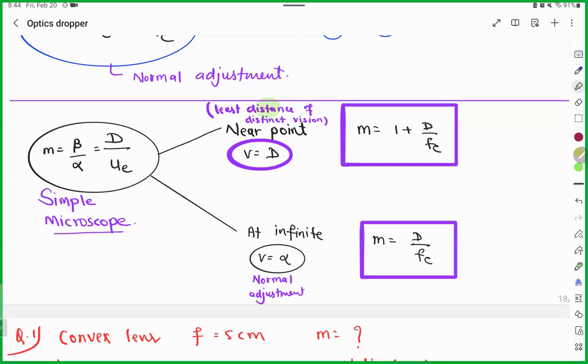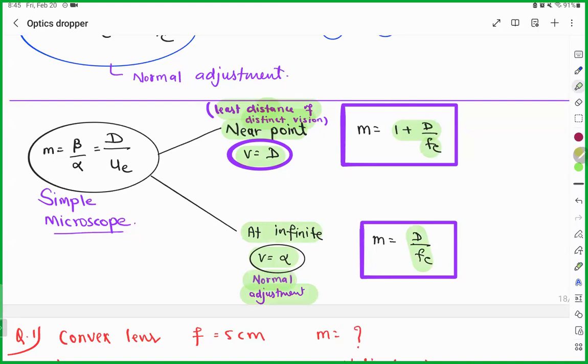Least distance of distinct vision, also known as near point, where the image is formed at D. So you will have this formula. And second, if the image is formed at infinity, you know V will be equal to infinity. This is also known as normal adjustment. Here, magnification will be equal to D by FE. This is what we did yesterday.